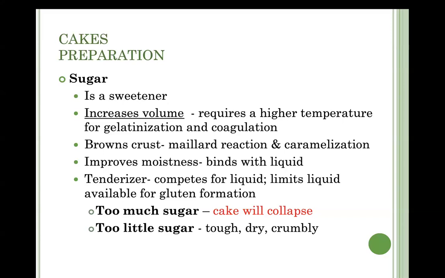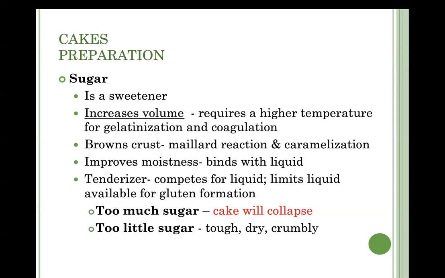So sugar, again, it's a sweetener. It likes to steal liquid. It will increase the volume because it requires a higher temperature for gelatinization and coagulation, leaving more steam. This does help with browning, all right, getting a nice color. We have the Maillard reaction, our protein, sugars, and our dry heat. And we're also going to be using caramelization. When we use the sugar as a finishing product with the dry heat, we will get that nice brown color on the top.